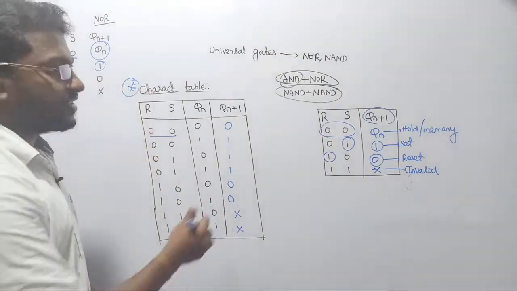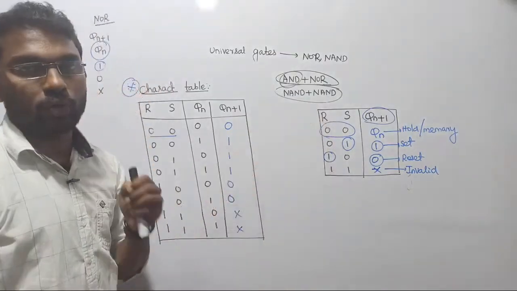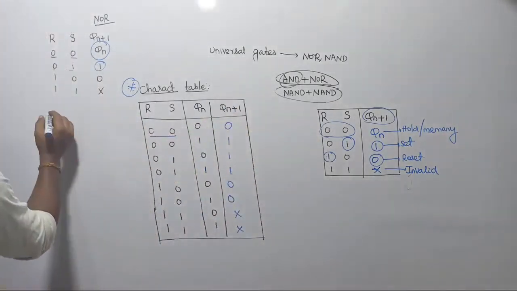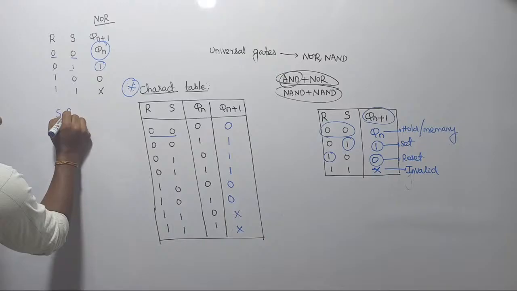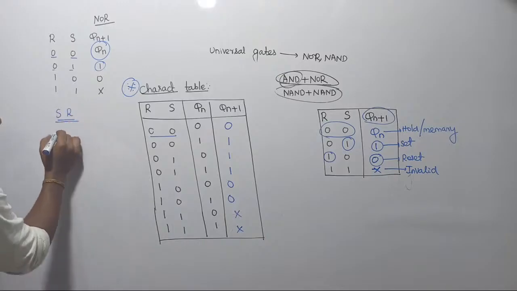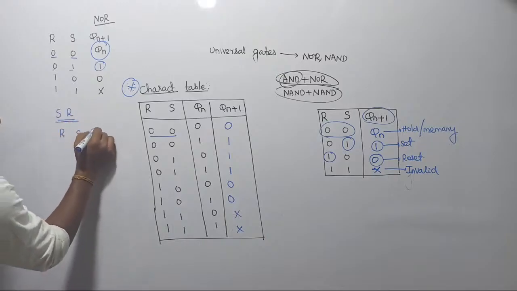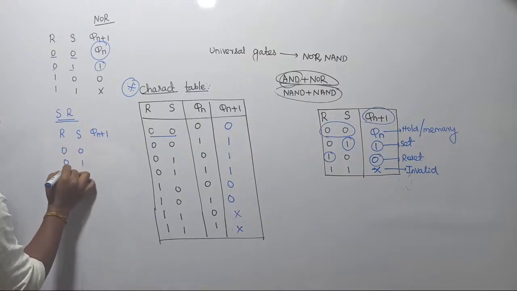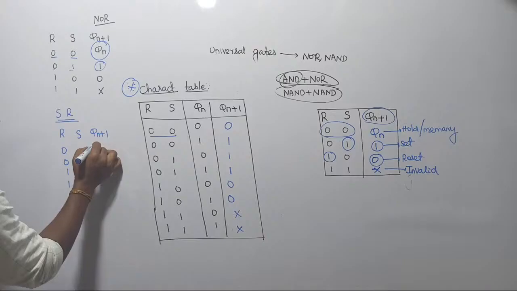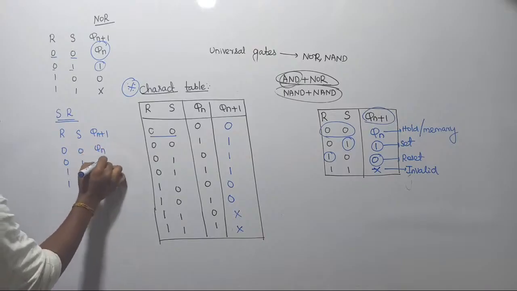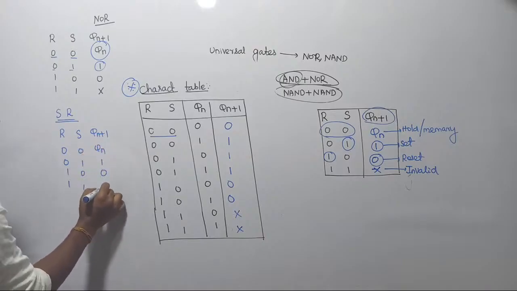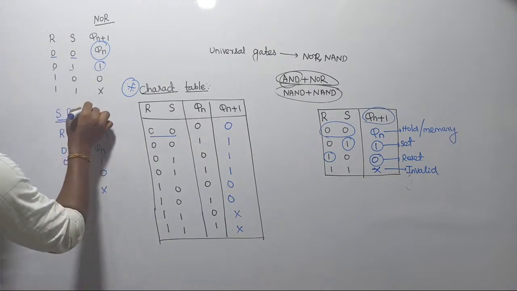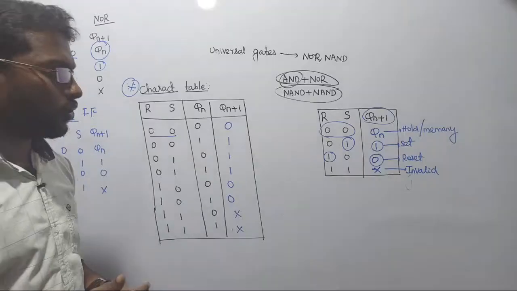First step, we have to realize the truth table. That is over. Now step number 3. This truth table I'm going to use in future, so I'm just putting it on this side. This is what we are getting: R S Qn plus 1, and we are realizing 0 0 gives Qn, 0 1 gives 1, 1 0 gives 0, and 1 1 gives don't care. Clear? That is the truth table of the SR flip-flop. Let me put it aside, as in future I am going to use that one, right?